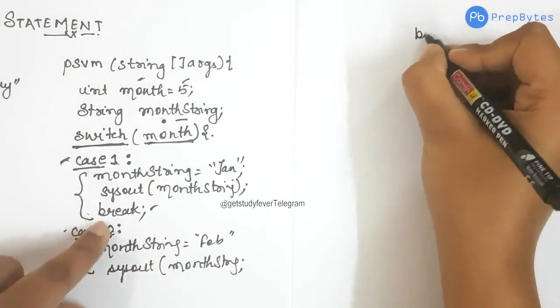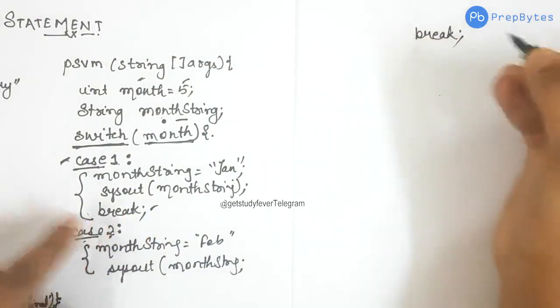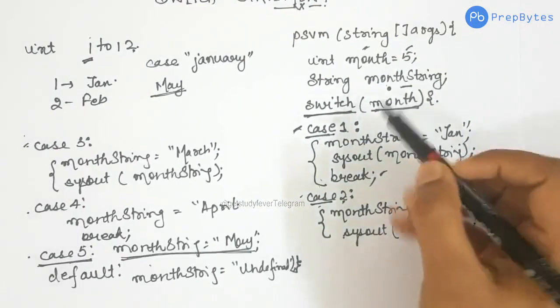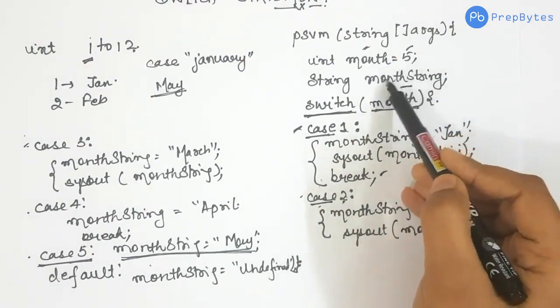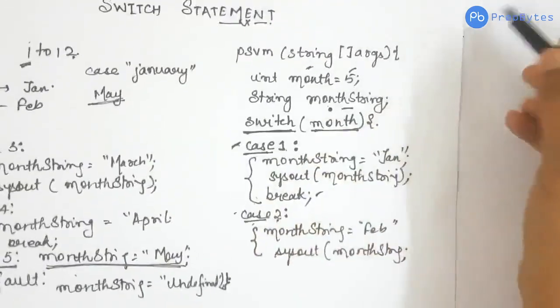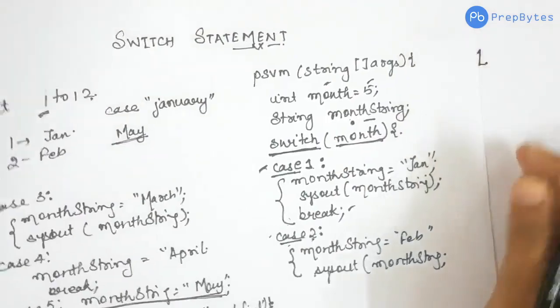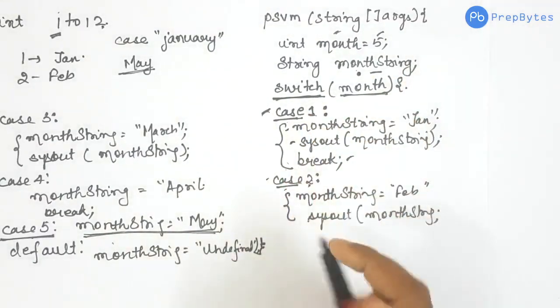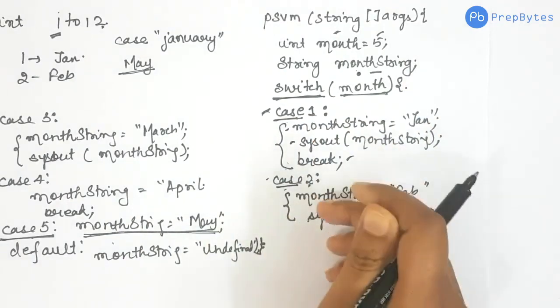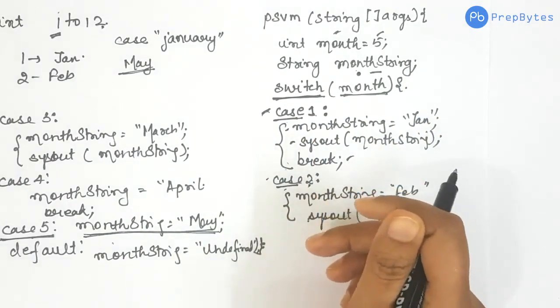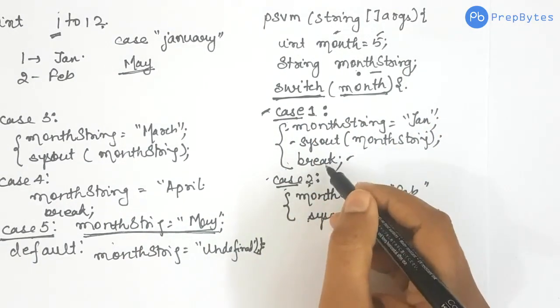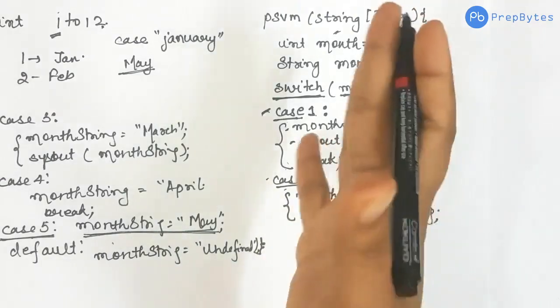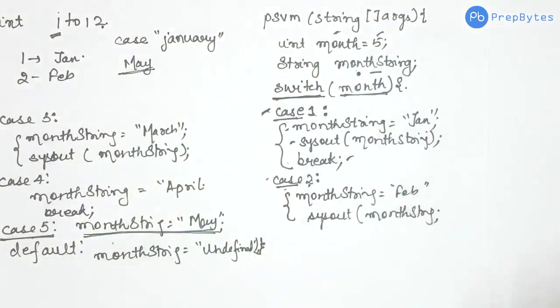So why do we use break? In this case, let's say the value of month is 1. If the value of month is 1, then this statement will get executed. The break does the task of breaking the flow of execution. As soon as the break is encountered, the execution comes out of the switch statement.